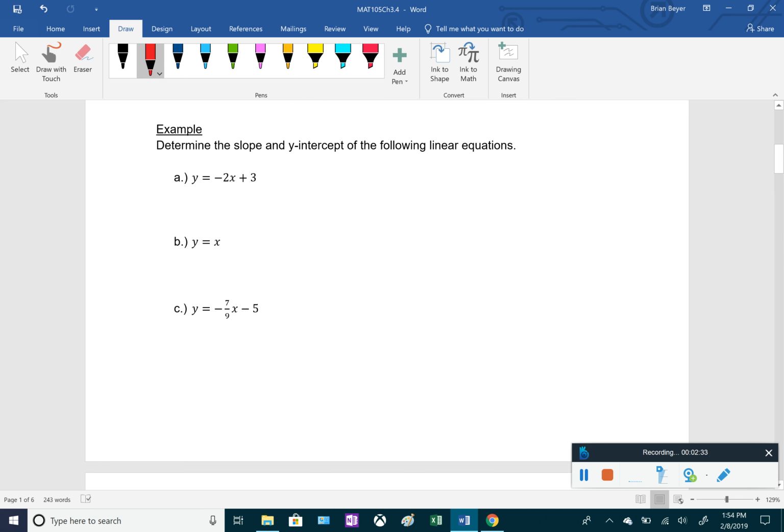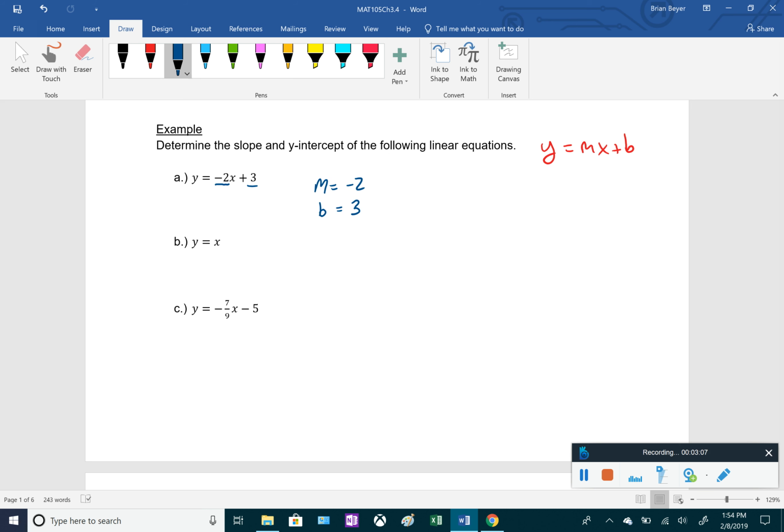So let's identify them given some linear equations. Determine the slope and y-intercept. The first one, we have y equals negative 2x plus 3. So the slope-intercept form is y equals mx plus b. The slope is multiplying on the x. The y-intercept is plus or minus afterwards. So the slope is negative 2, and the y-intercept is 3.